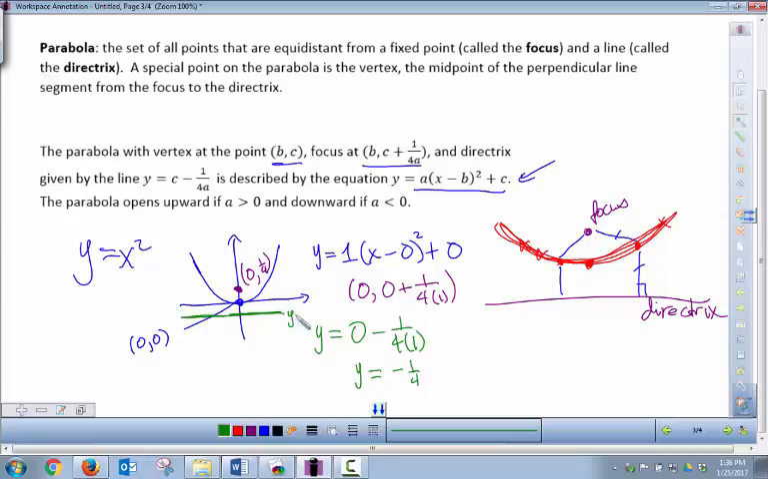Oh, you don't put the square on the... Okay. And that's it. Any questions?